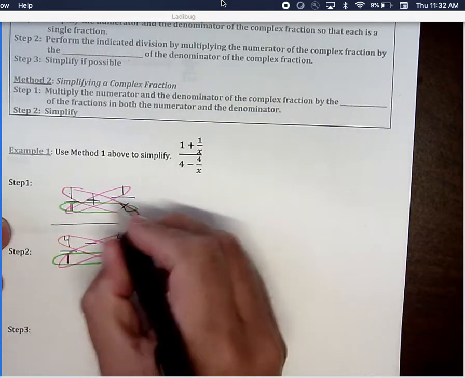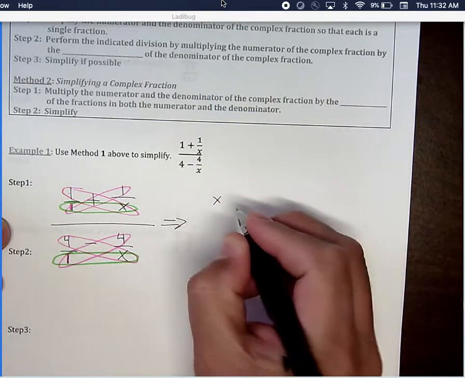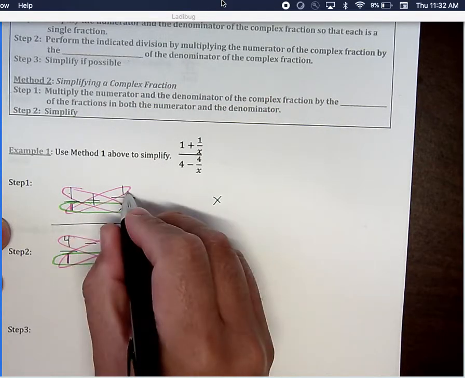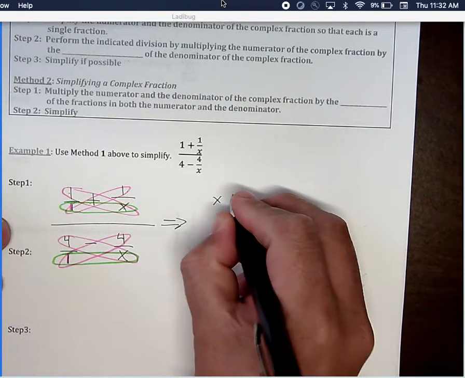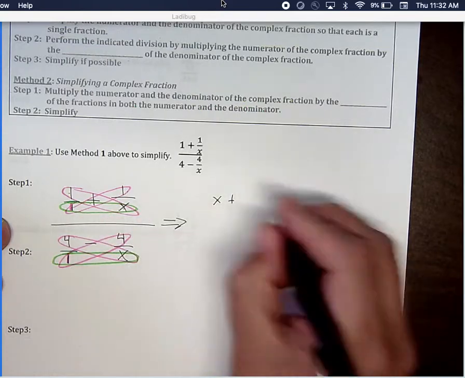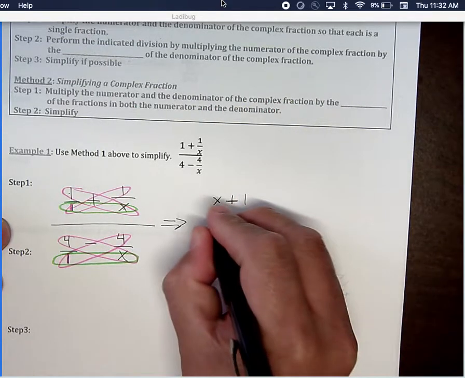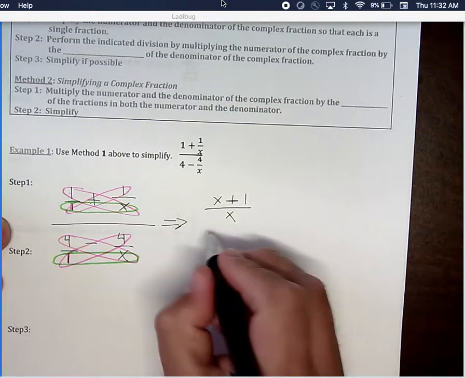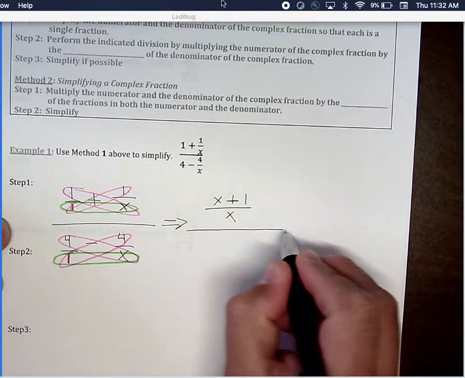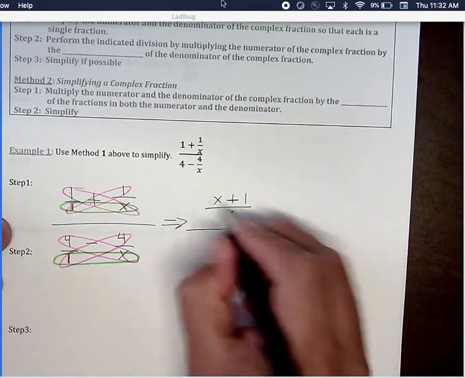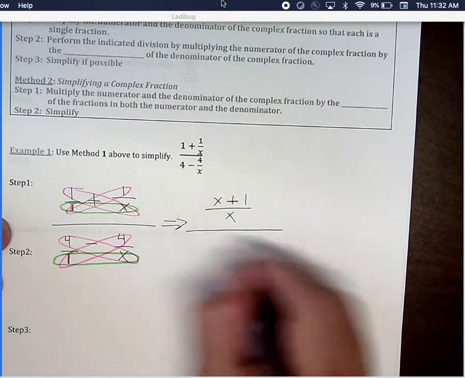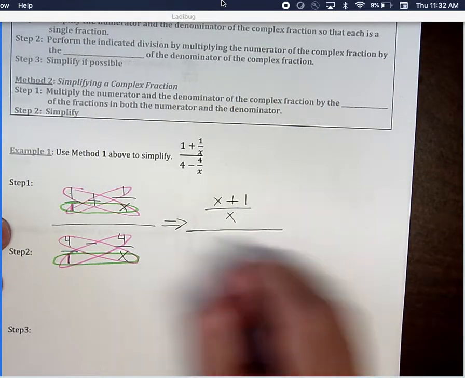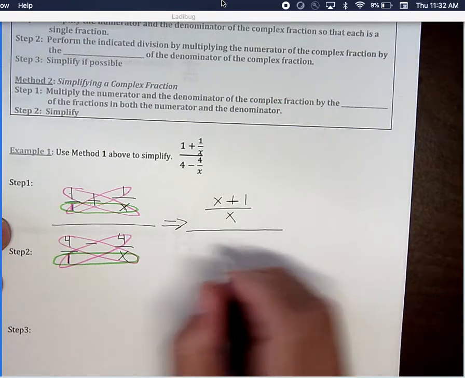So 1 times x would be x on top. 1 times 1 would be plus, don't forget plus. 1 times 1 would be 1 over 1 times x, which is x. And then put a bigger line. That means division. This is a rational number. This is another division. And then let's do the crisscross.